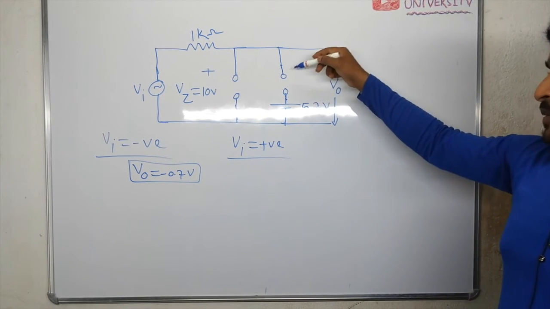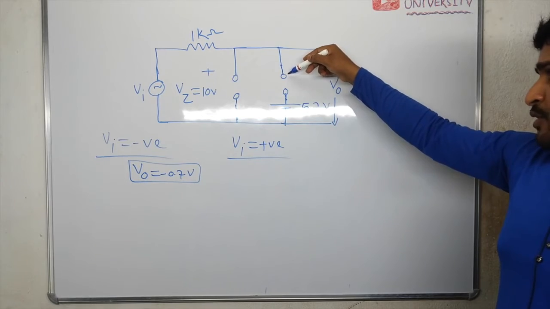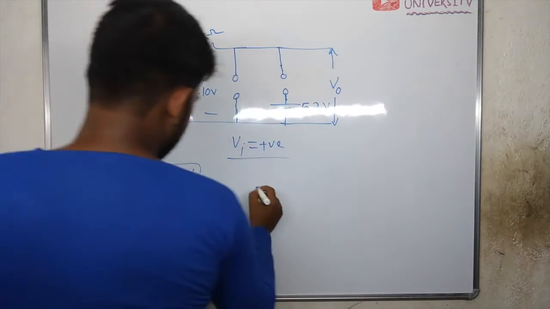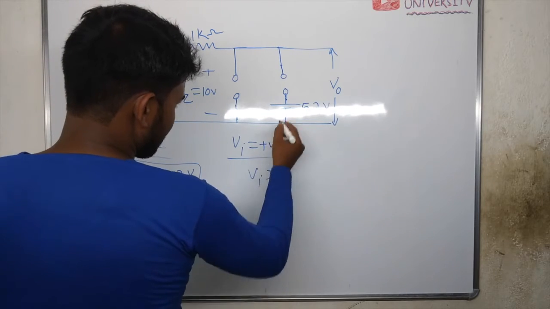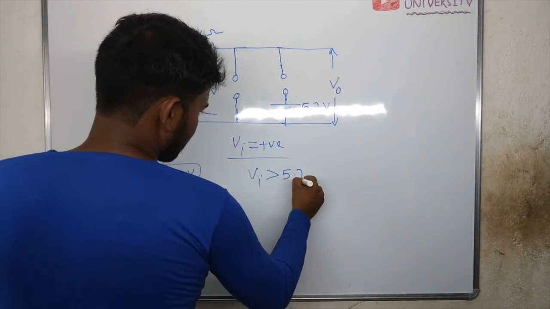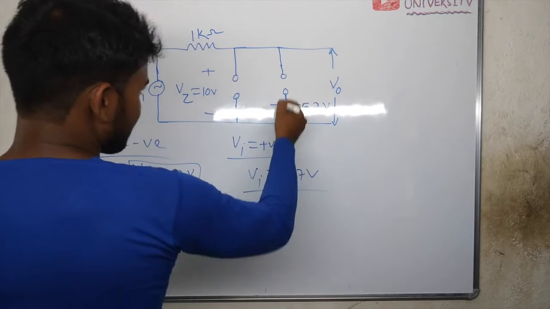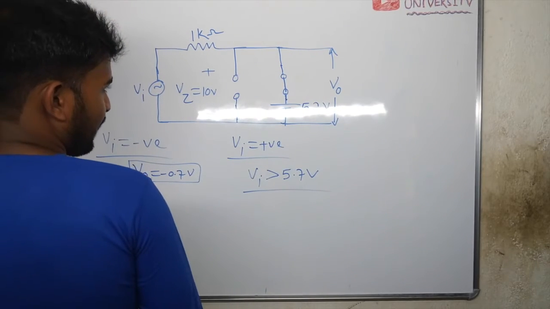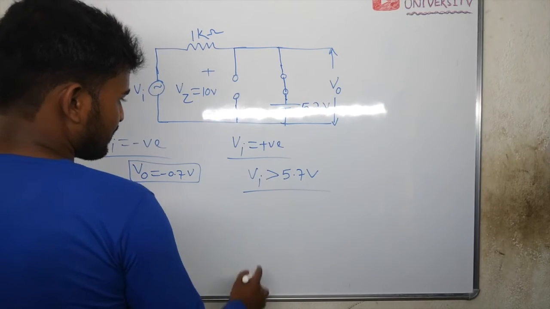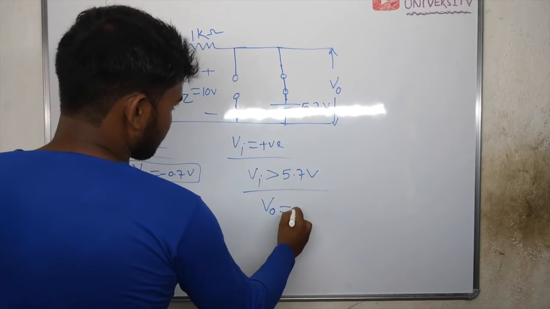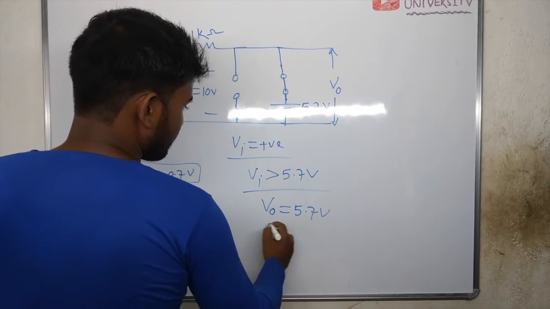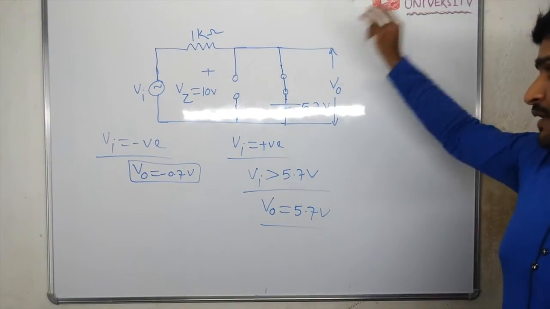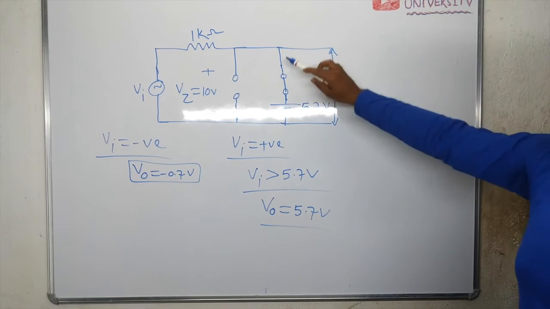Now this diode will be forward biased only if this voltage is greater than this voltage. So if VA is greater than what is this voltage, 5.7 volt, then this diode will be forward biased and it will be replaced with a short circuit. Then what is the output voltage? Equal to 5.7 volt. When VA is greater than 5.7 volt, when this side voltage is greater than this side voltage, then this diode will be forward biased.